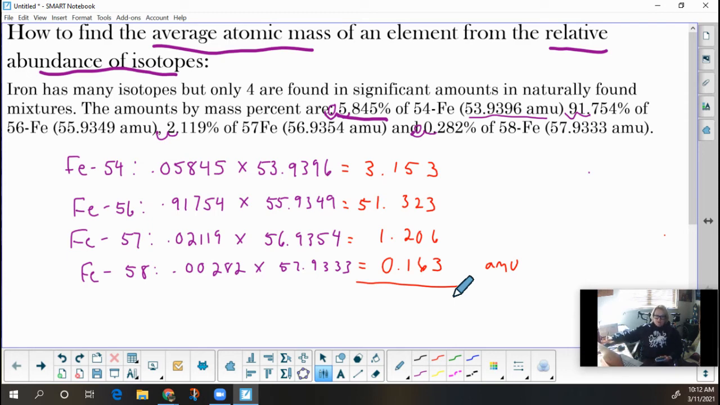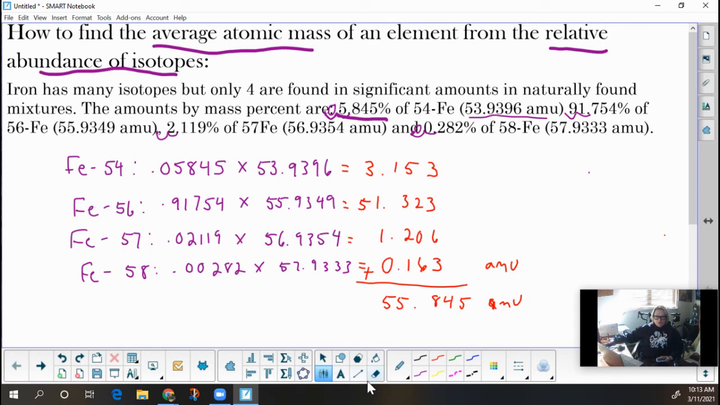So my last step here is just to add them all up. If I add these all up, I will get a mass that should be exact or really close to the mass that you find on your periodic table. So 3.153, 51.323, 1.206, and 0.163. I get a number of 55.845 AMUs.